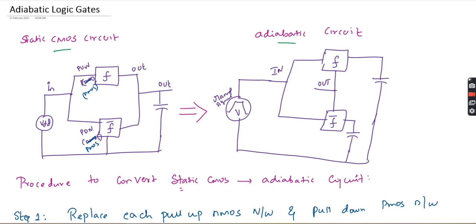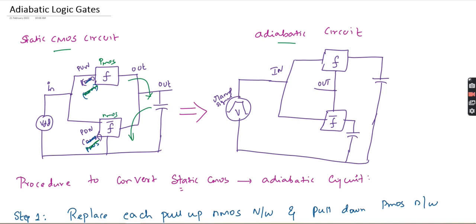There's a small correction to what I mentioned. Your pull-up network is always connected to the load capacitance, the output. That is your charging network. Then this will be a discharging network. I had given it wrongly by mistake. So this is the pull-up network. The pull-up network in a CMOS circuit is always PMOS. The pull-down network will be NMOS.